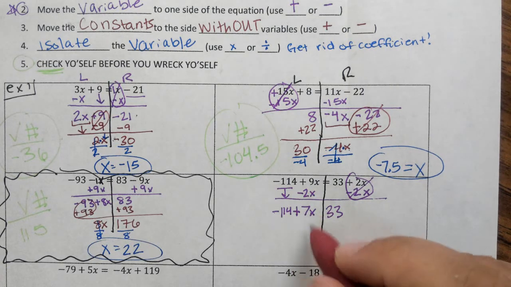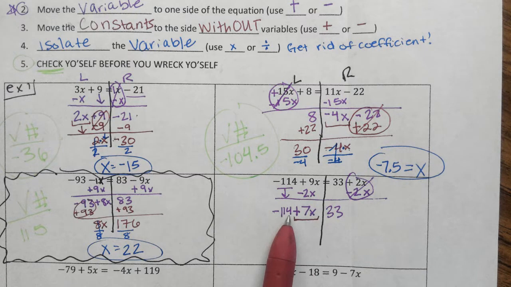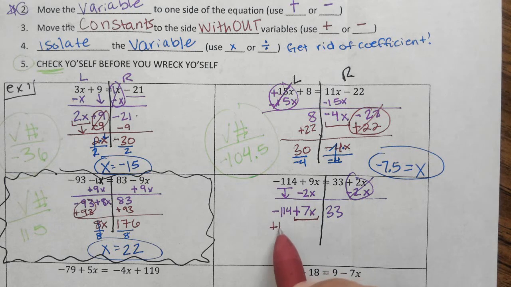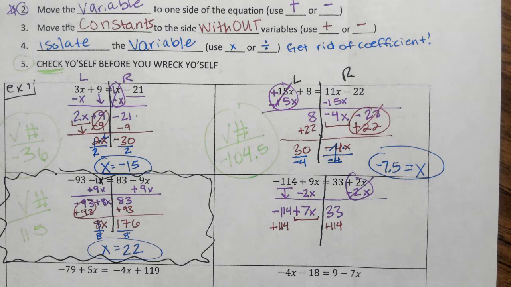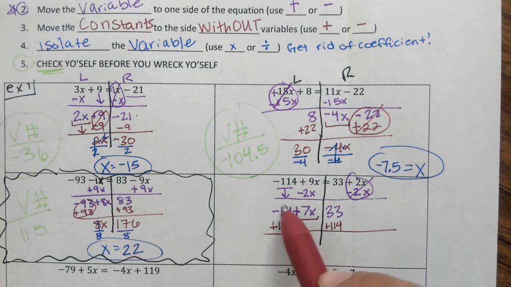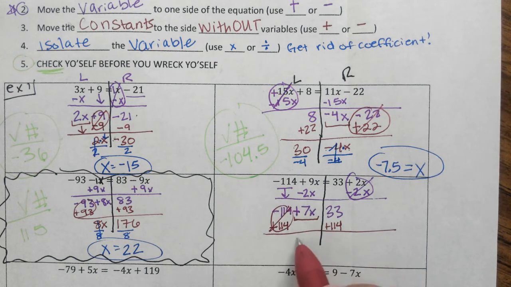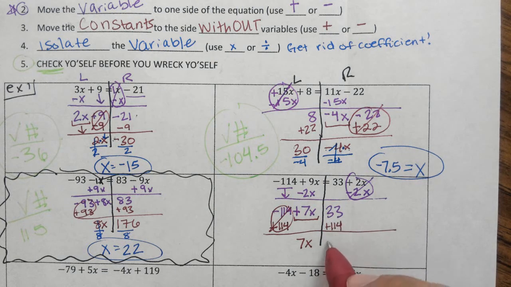Now I find where my variable is. I need to get rid of the constant that's on that side. The constant on the left side, where my variable is, is negative 114. So we're going to get rid of negative 114. To get rid of negative 114, we add 114. Okay. On the left side, we get a 0 pair, and we're left with 7x. On the right side, 33 plus 114 is 147.